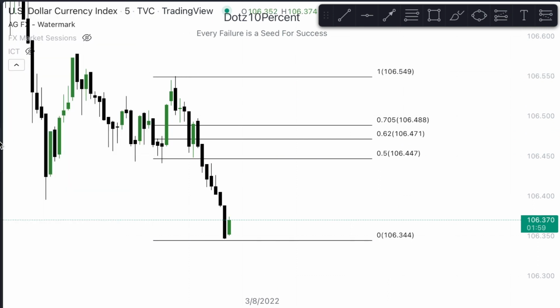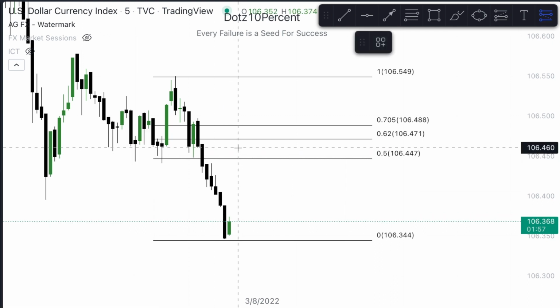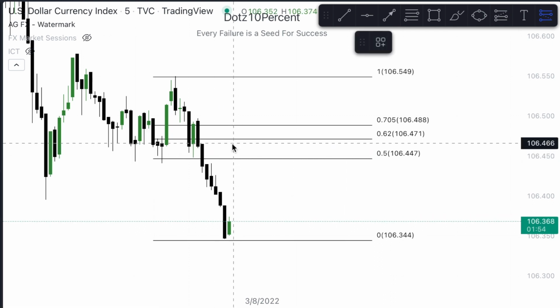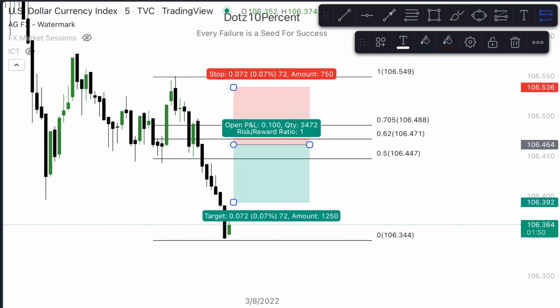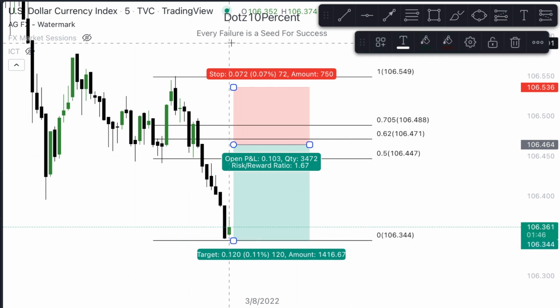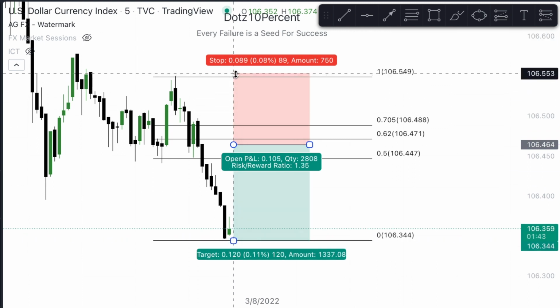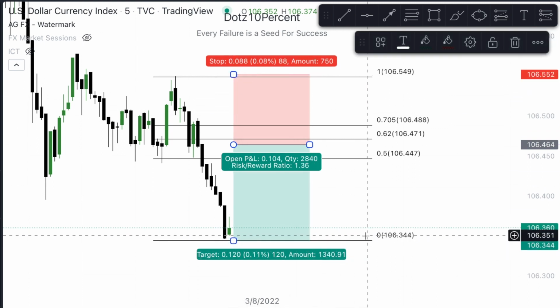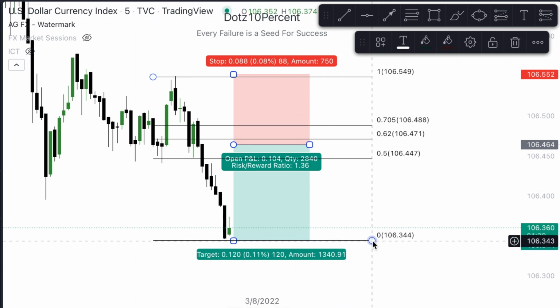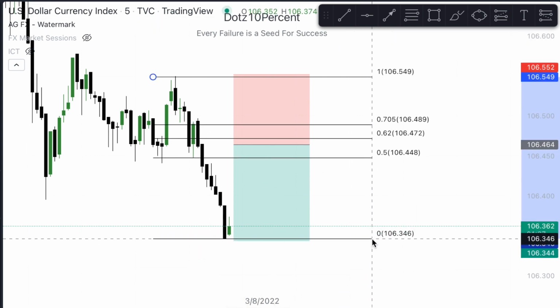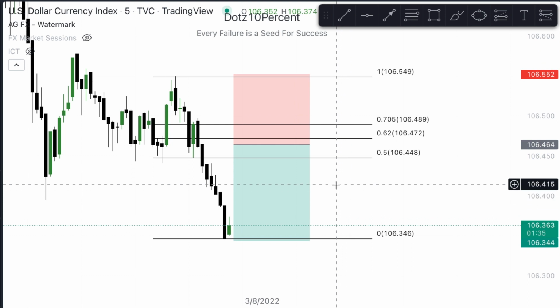Now if we do the opposite, of course, short position. Again, we're not trading DXY. This is just a good tool to see what price can do. Take profit here. Stop loss there. Okay, cool. So what I'm trying to say to you guys is we watch the DXY, right?